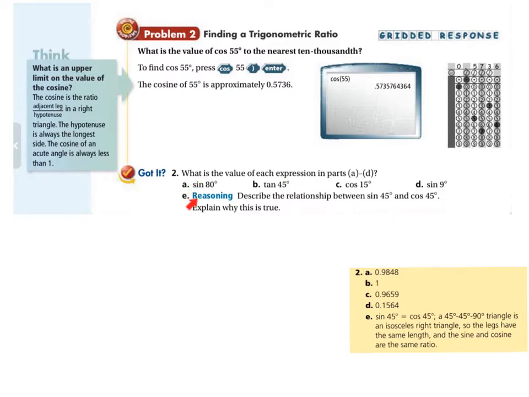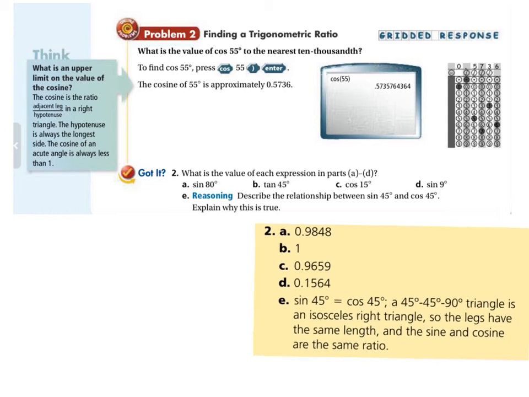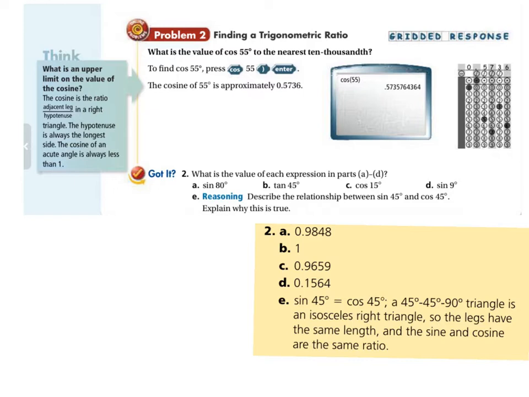So you press sine 80, close parentheses, equals, and we get 0.9848. Now here's ones that are kind of cool when it comes down to tangent. Take a look at that trig table that I showed you in the other video as well. You can get them straight off there instead of using your calculator. So again, tangent 45, close parentheses, equals 1. Cosine 15, close parentheses, equals 0.9659. And finally, sine 9, close parentheses, equals 0.1564.